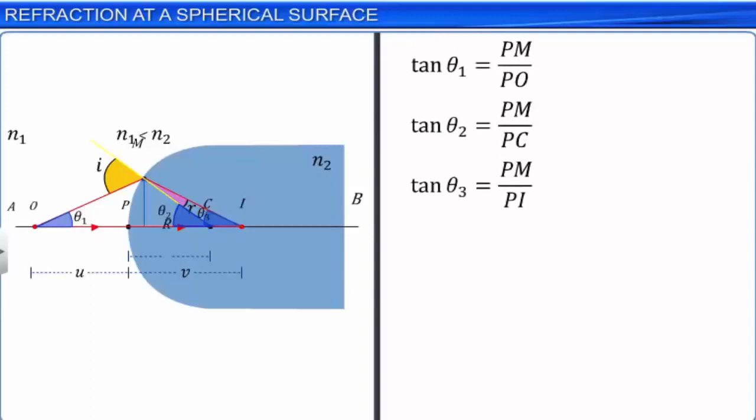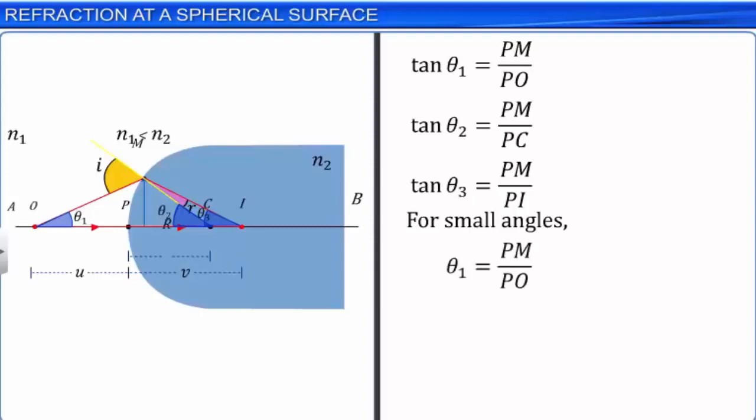For the triangle MOC, I is the exterior angle and is equal to the sum of the two interior angles theta 1 and theta 2. This can be written as I is equal to PM by PO plus PM by PC. Let this be equation 1.